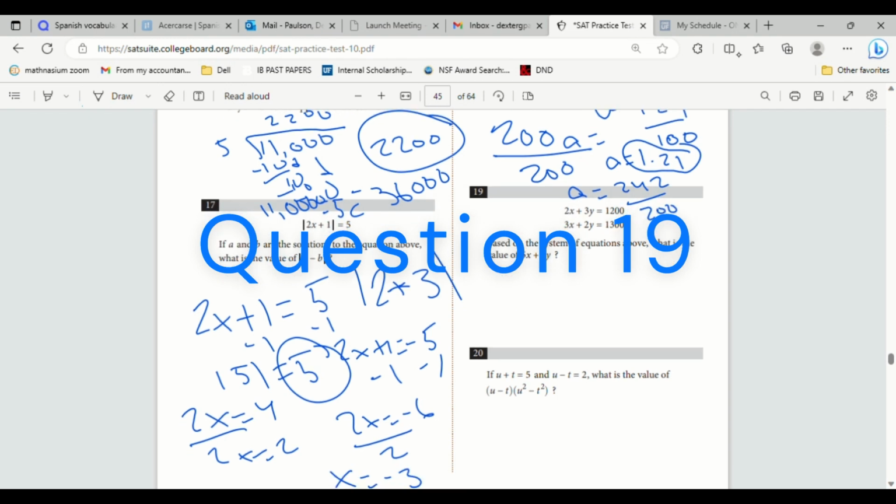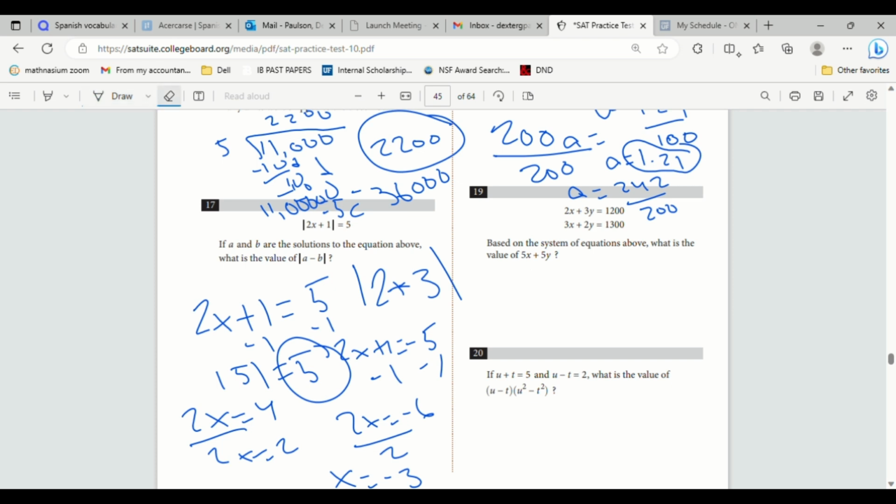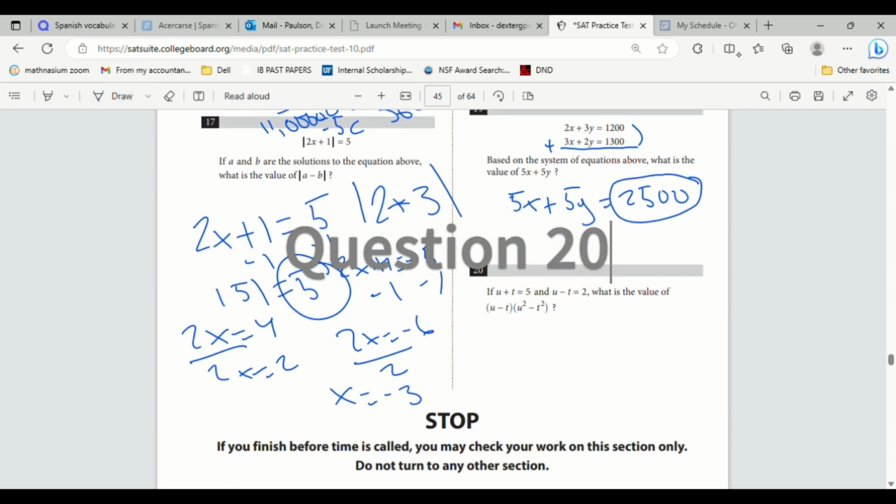Number 19, based on the system of equations above, what is the value of 5x plus 5y? Well, usually you have to solve systems by either elimination or substitution, but in this case, there's a trick. If you just add up both of these equations, you'll get the value of 5x plus 5y, and I'll show you. So, add the equations top to bottom. We get 2x plus 3x is 5x, plus 3y plus 2y, which is a 5y, equals, well, you just add up these two constant terms, 2,500, and that's it.